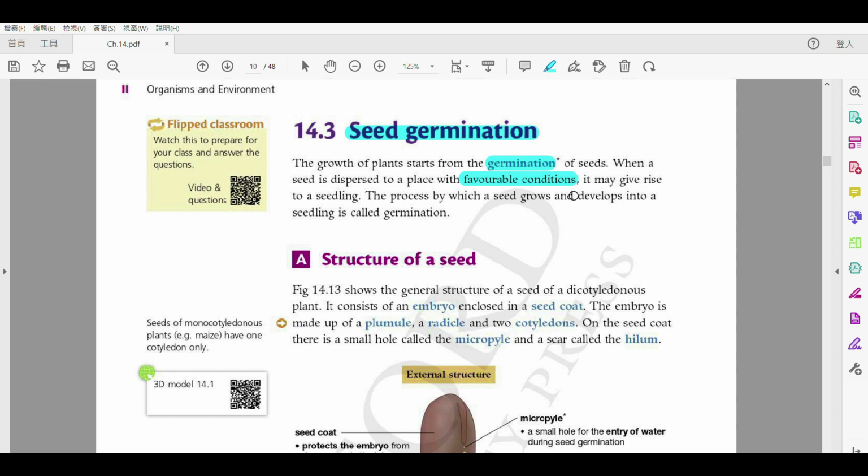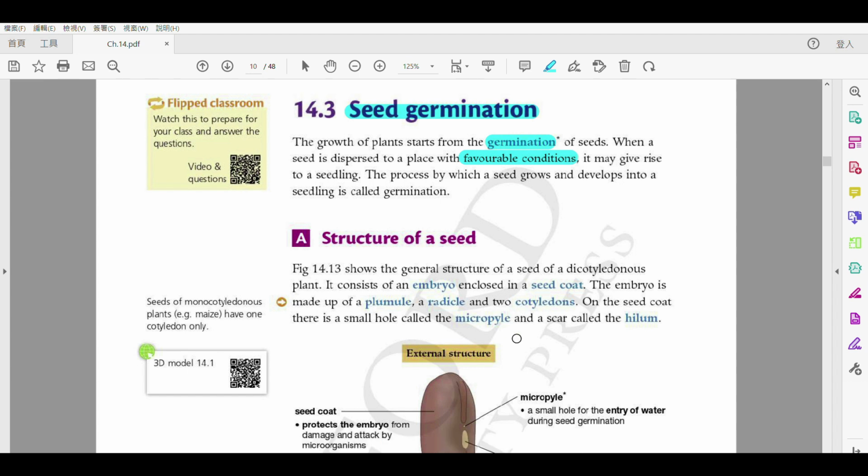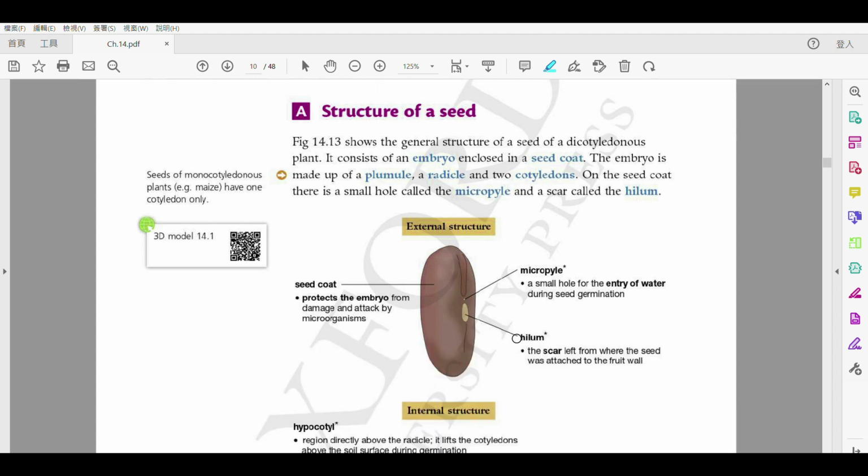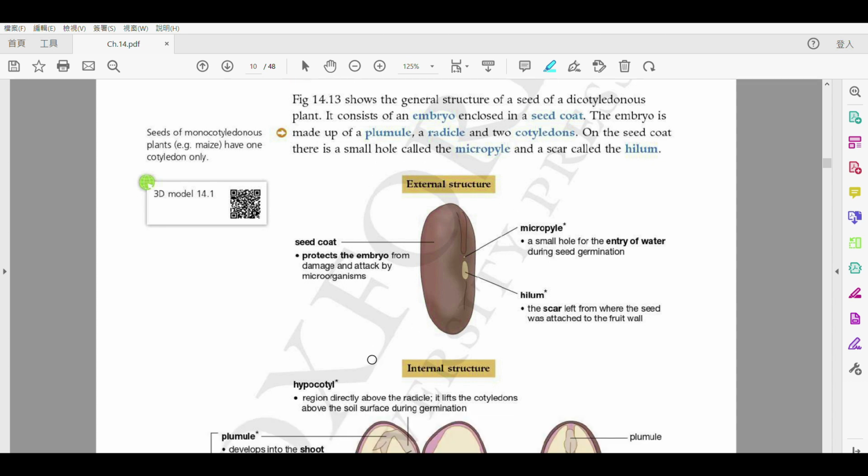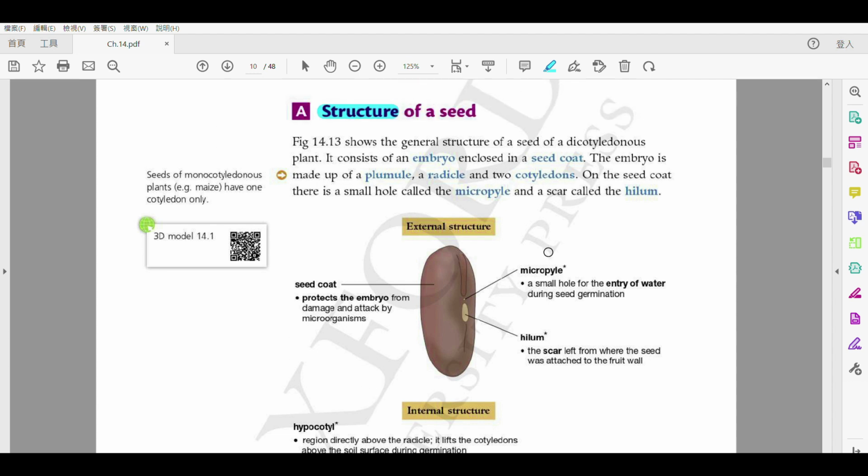Before we learn about how they actually grow from a seed to a plant, we need to learn about the structure of it first. As you may guess, this part will be part of your dictation, so please look at it yourself. Most of the examples will be from a dicotyledonous plant. That means they are dicots. Alright, they are dicots.